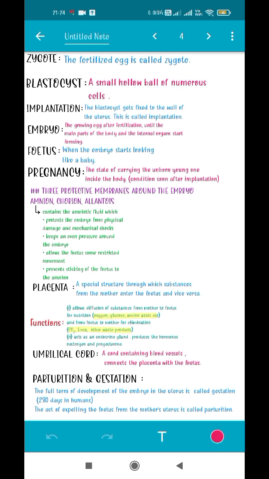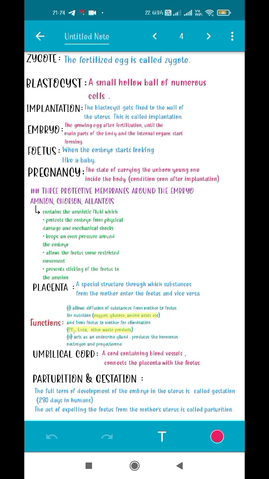Now talking about another very important part which is known as the placenta. It looks like a disc, like a flattened plate. It is a special structure through which substances from the mother enter into the baby, and substances, or you can say wastes, from the baby move into the mother's body and are removed. So what are its important functions?